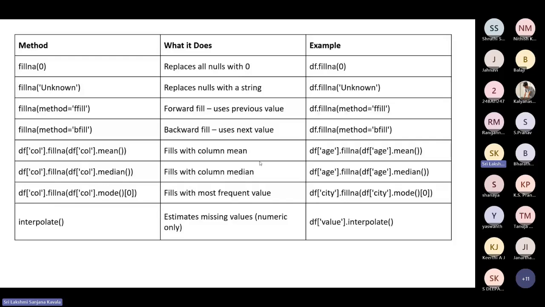Similarly, there are ffill and bfill. Forward fill uses the previous value to fill the null value, and backfill uses the next value to fill the null value row.